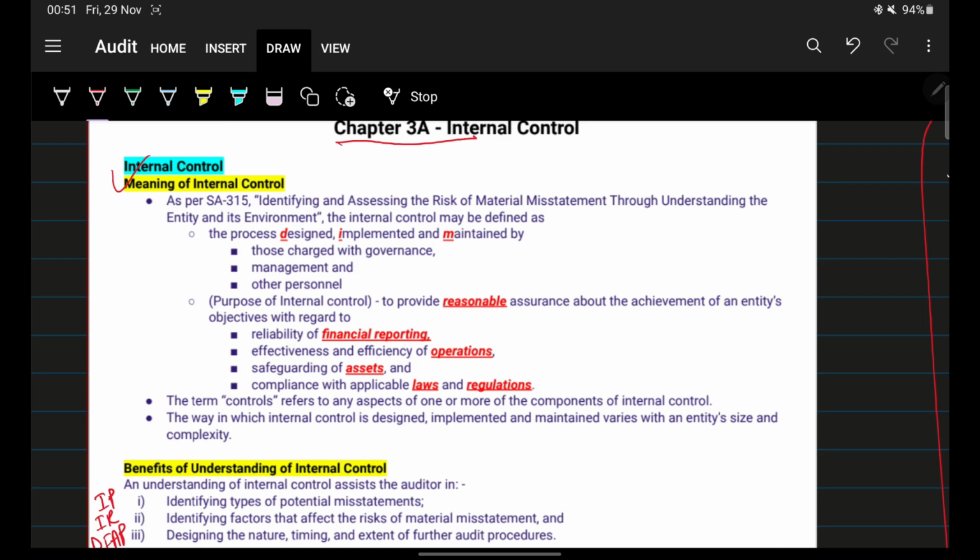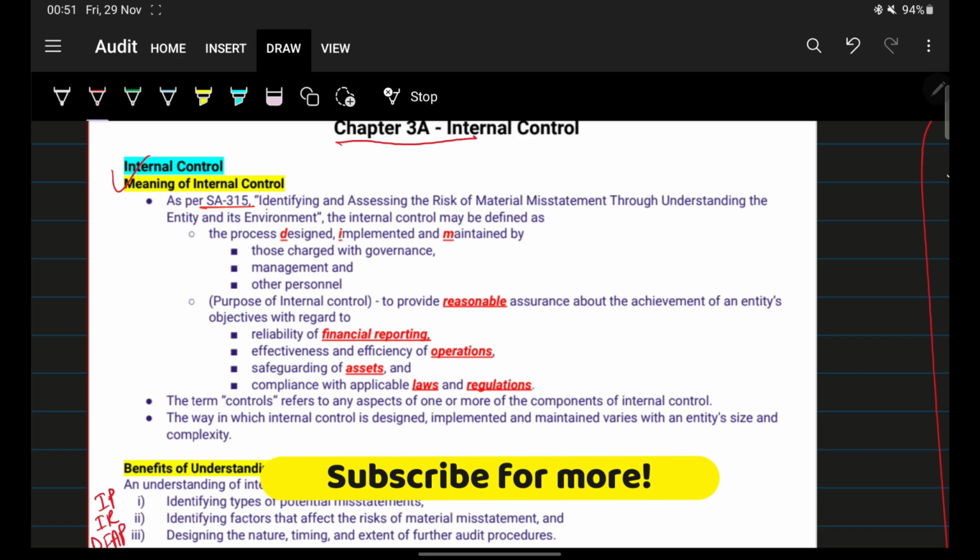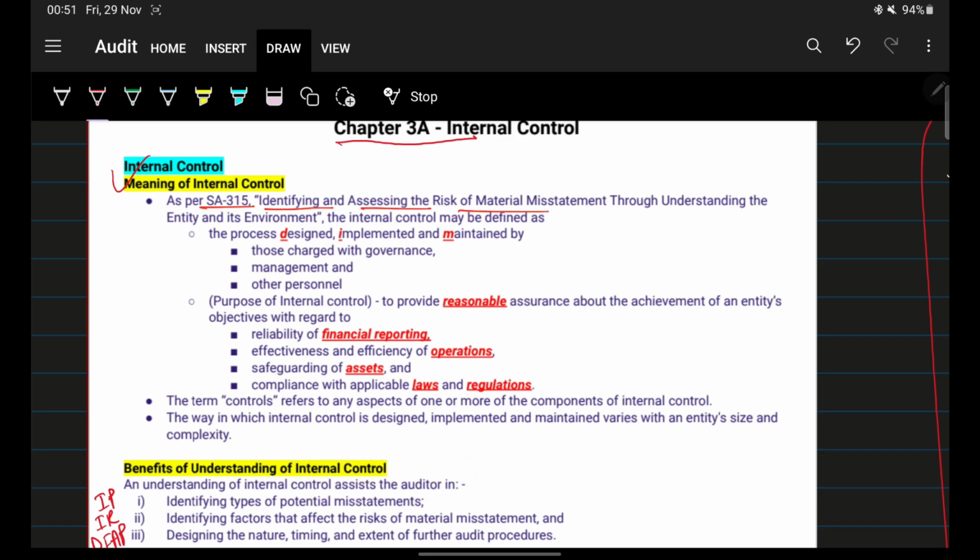We'll just read through this also for good measure. As per SA 315, identifying and assessing the risk of material misstatement through understanding the entity and its environment, the internal control may be defined as the process designed, implemented, and maintained by those charged with governance, management, and other personnel, to provide reasonable assurance about the achievement of an entity's objective with regard to reliability of financial reporting, effectiveness and efficiency of operations, safeguarding of assets, and compliance with laws and regulations.